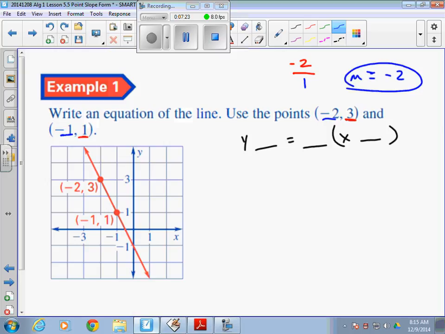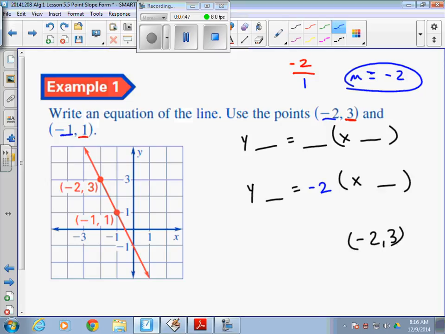So in your equation, it says y minus y sub 1 equals m. We just found out what m's value is, negative 2. So that's what goes in that spot right there, times x minus x sub 1. Now what you need to do is take one of the points. It doesn't matter which one. Let's say we take this first point that's given to us, negative 2, 3.